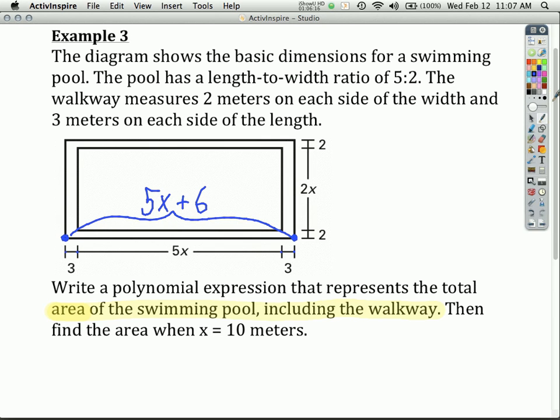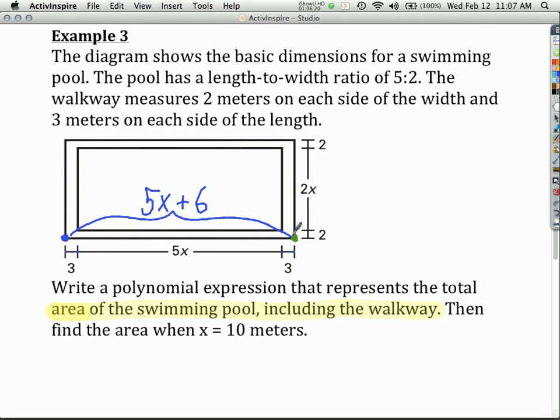Now the height. The height is going to go from here to here. So that will be the distance from here to here, from here to here, and then from here to there. So what will the total height be for this template? Hezekiah? 2x plus 4.